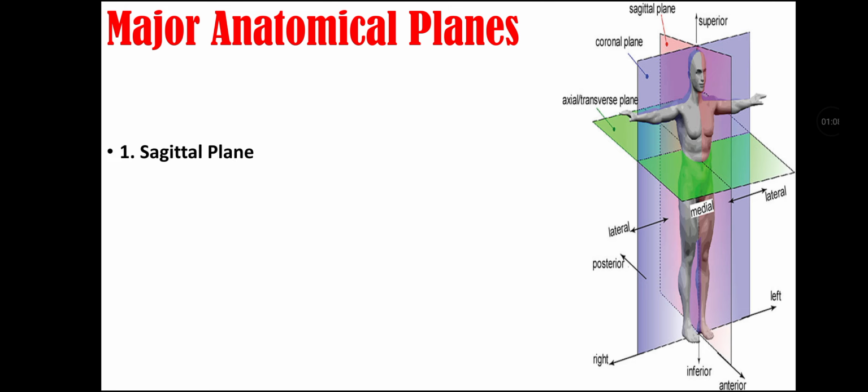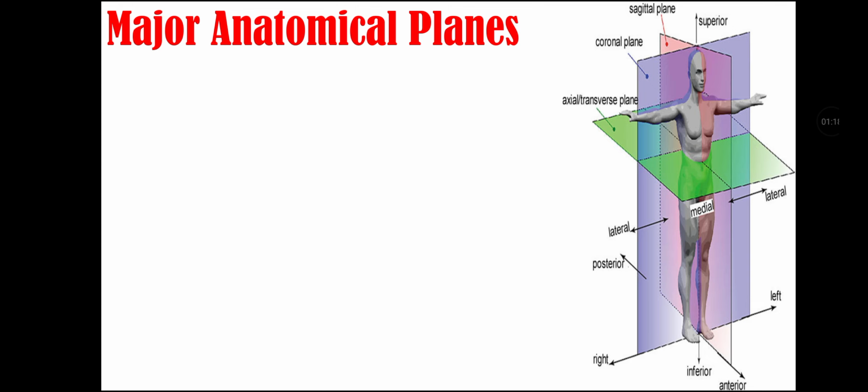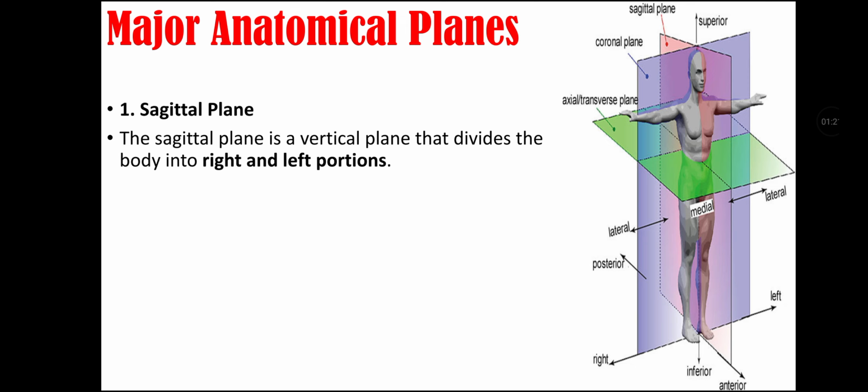Major anatomical planes are the sagittal plane, frontal plane, transverse plane, and oblique plane. Now let's talk about these major anatomical planes one by one. First major anatomical plane is the sagittal plane.